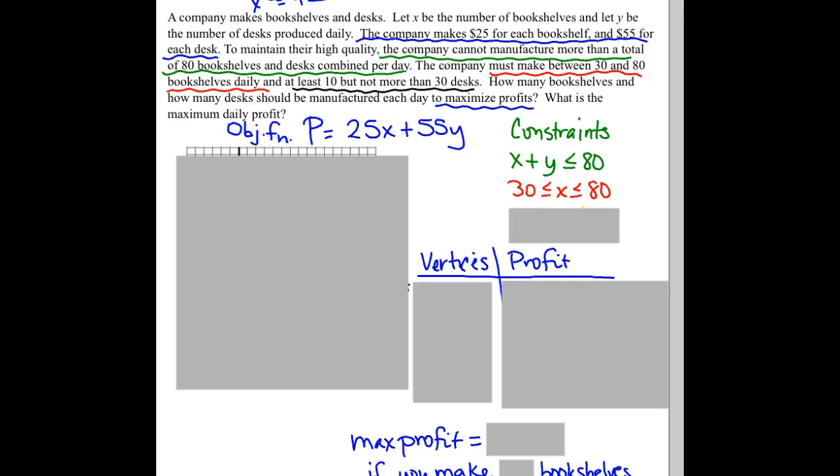Okay. In black, it says we have at least 10, but not more than 30 desks. So same idea. Desks is Y. So Y has to be between 10 and 30. Okay.